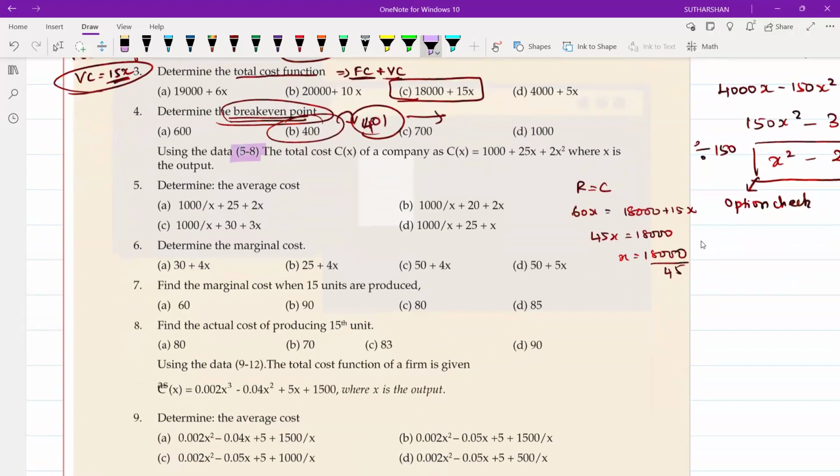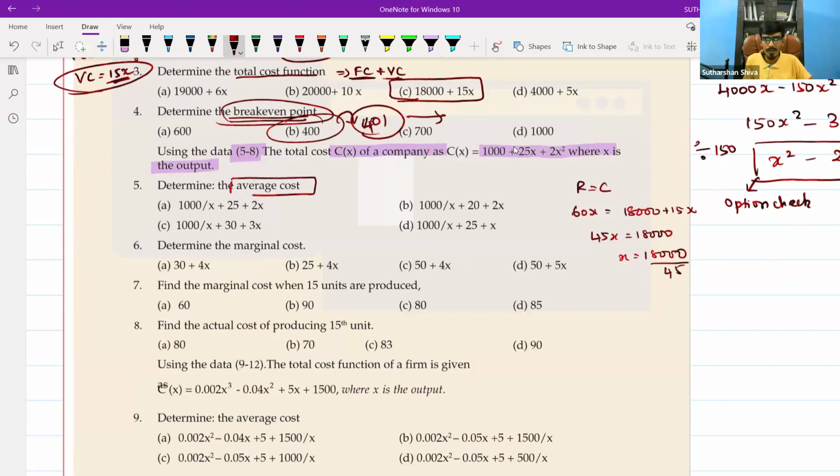Using the data 5 to 8, the total cost C of X of a company is C of X equal to 10,000 plus 25x plus 2x square, where X is the output. Determine the average cost. Average cost they are asking. What is the formula for average cost? It is nothing but total cost divided by output. Here it is nothing but C by X. C is given, divided by X. Everything divided by X.